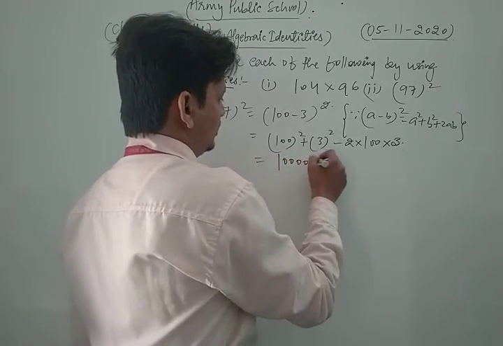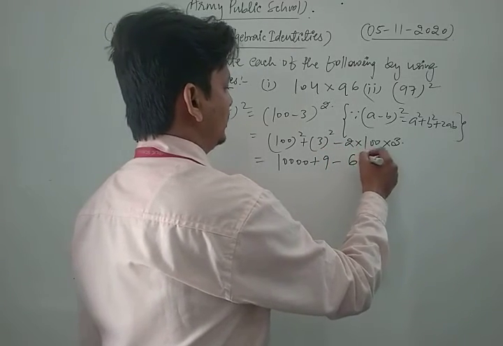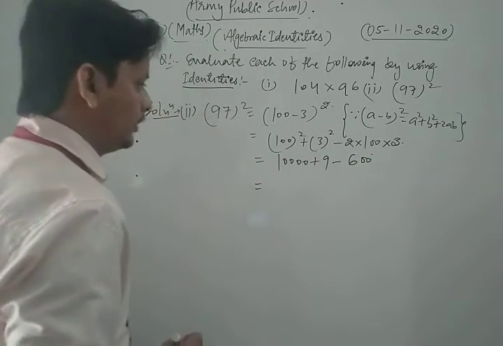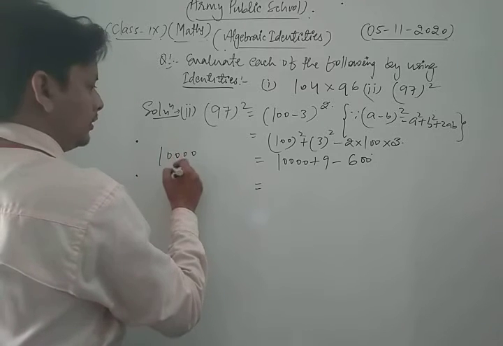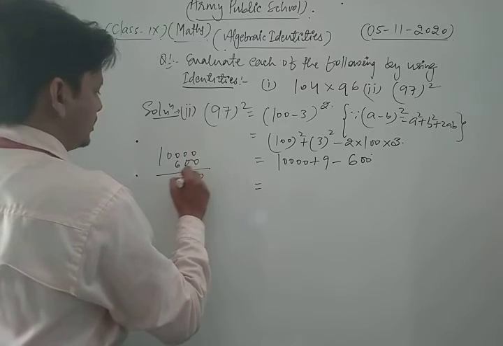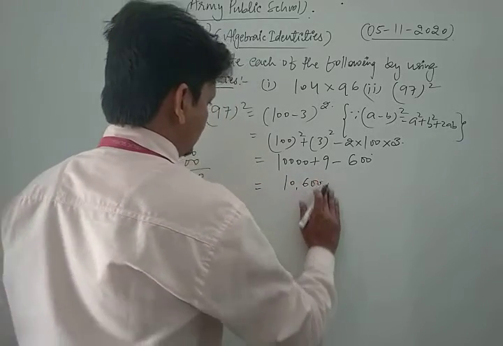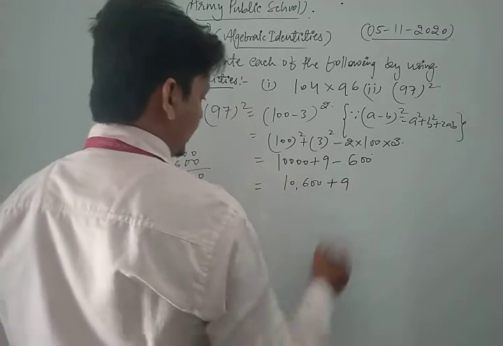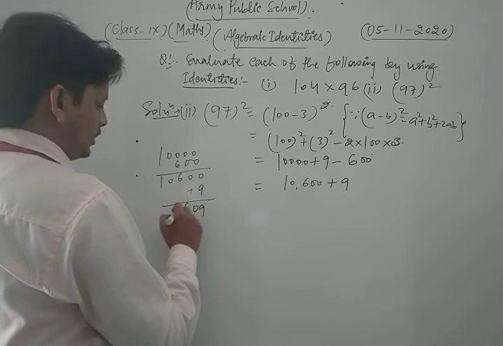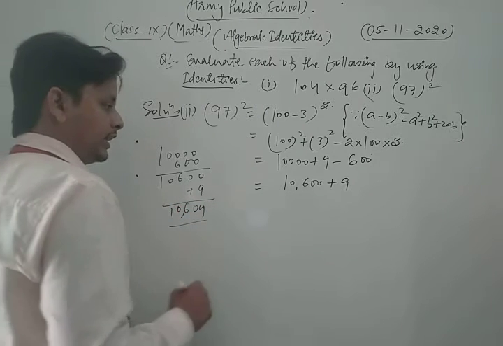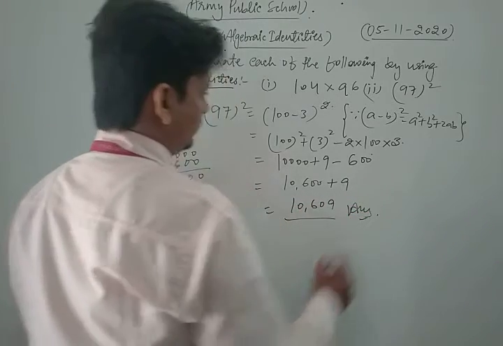So 3 threes are 9, and 3 twos are 6, so 600. Now first of all we add them and we add 9. So 10,000 plus 600 is 10,600, plus 9. So we add 9. So what do I get? 10,609.